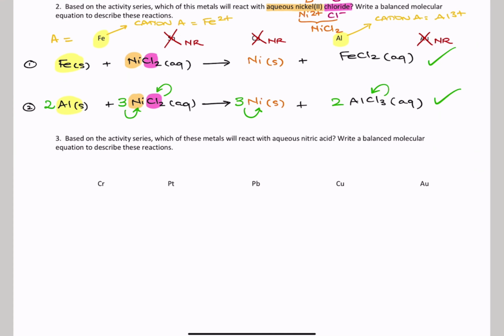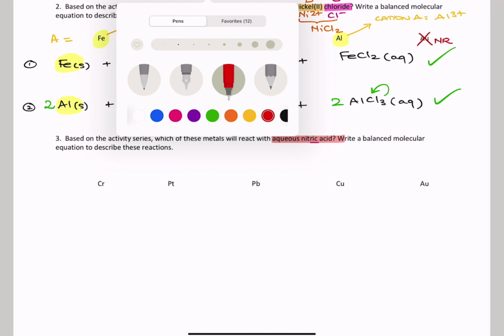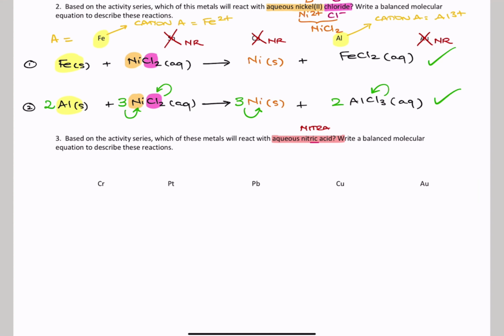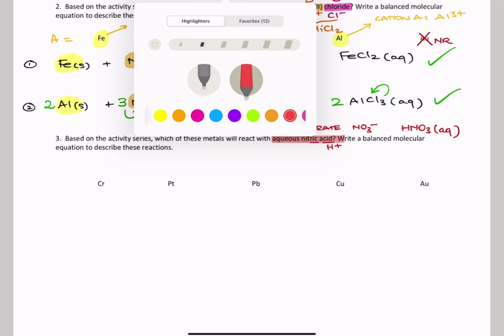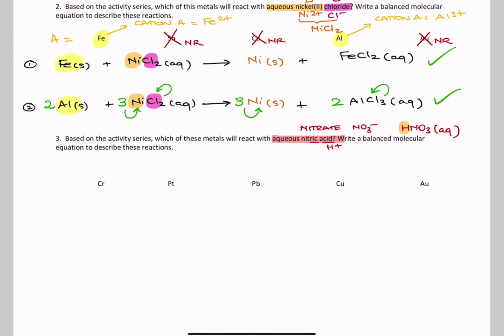Question 3. Based on the activity series, which of these metals will react with aqueous nitric acid? So again, what's aqueous nitric acid? It's an ic ending, therefore it comes from nitrates, NO3-. It's an acid, H+. So in a 1:1 ratio, nitric acid is HNO3 aqueous, where H+ is your cation B and NO3- as your anion C.